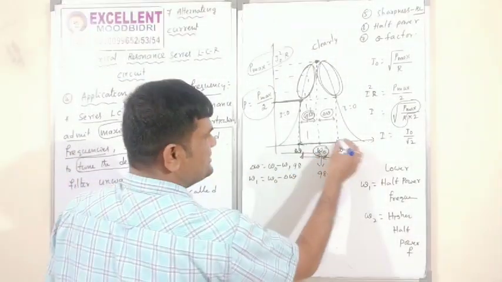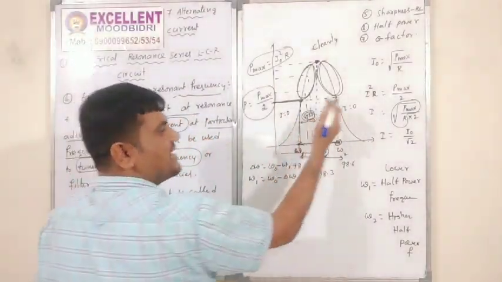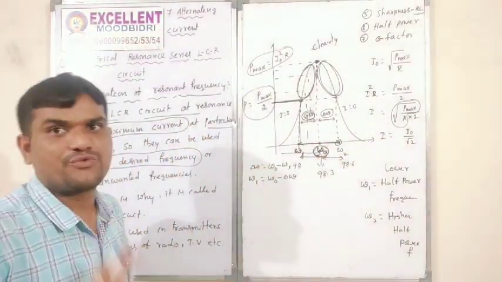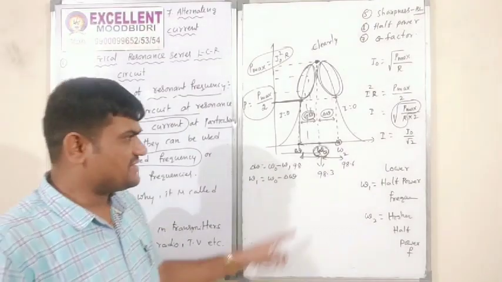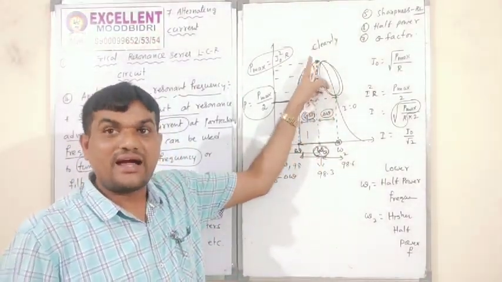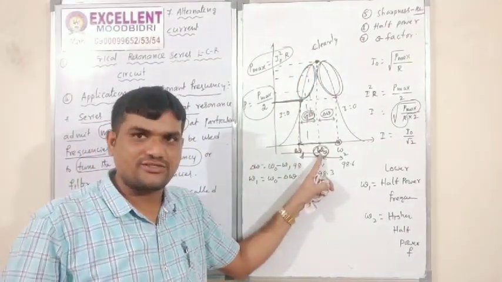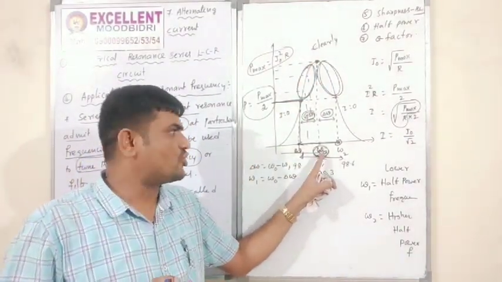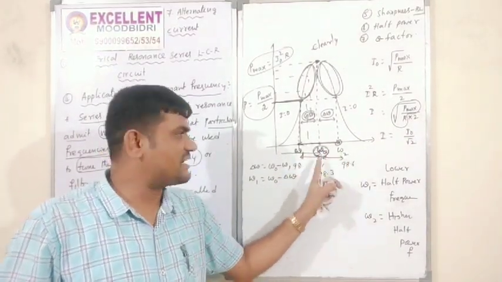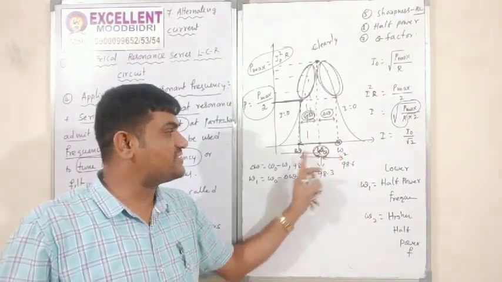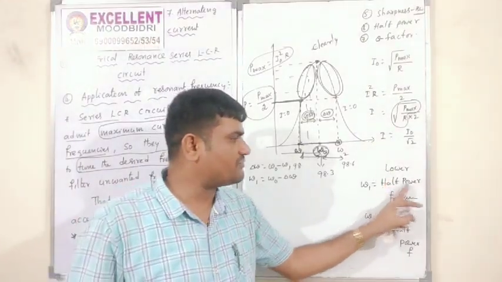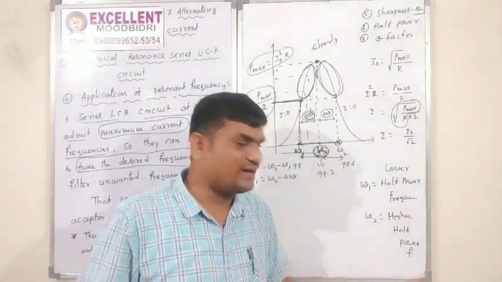Similarly, omega 2 also. This is the lower frequency, that is the higher frequency. Omega naught is the maximum frequency, the particular frequency at which current is maximum. Current is maximum at this point and Z is minimum. This left side is the lower frequency, the right side is the higher frequency. At these frequencies the power is half only. That's what we are calling the lower half power frequency and the higher half power frequency.